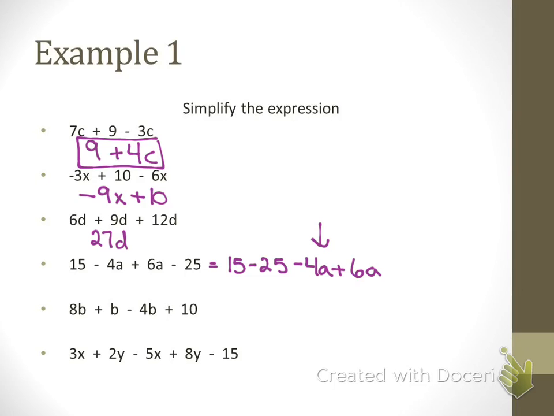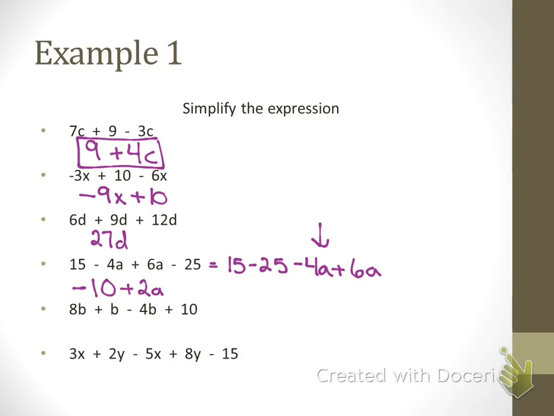So what is 15 minus 25? Negative 10. Now what's negative 4a plus 6a? 2. Okay, it is 2a.